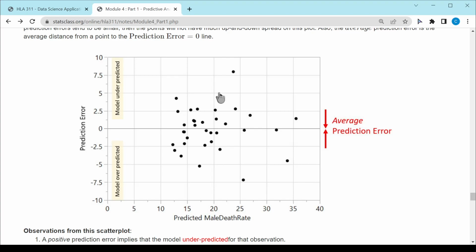So here, the average or typical distance from a point to the line is about 3 when I use the root mean square error approach, or it's about 2.25 when I'm using the mean absolute prediction error approach. We want these points to be scrunched down along this prediction error equals 0 line. We've already hinted at this, but points that have a positive prediction error, what that means is the model underpredicted for those observations, whereas points that are below this prediction error equals 0 line are points where we overpredicted.